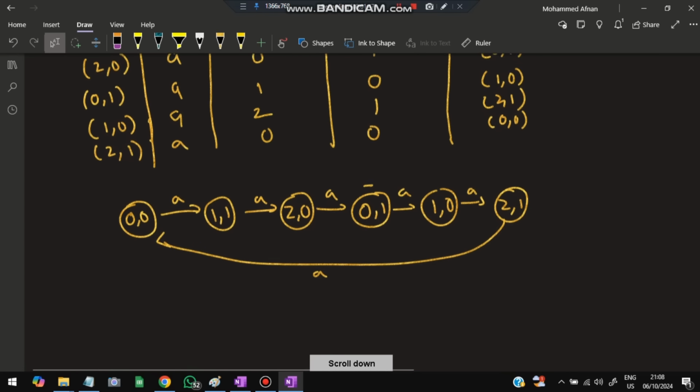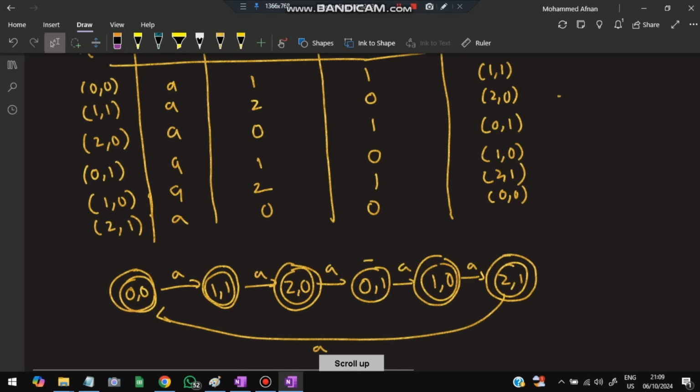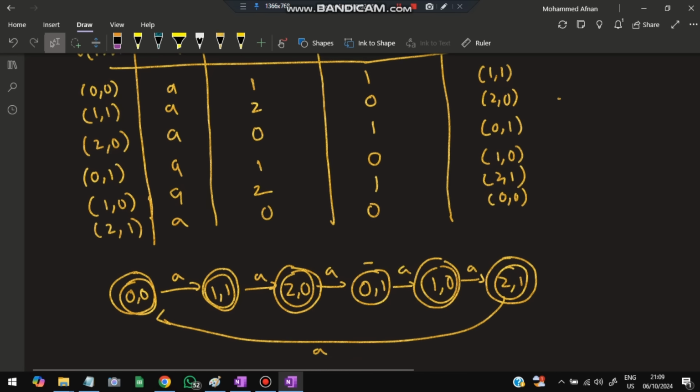Okay, so let's choose the final states. 0, 0 is a final state, 1, 1 is equal, so it is not a final state, 2, 0 this is greater than this, so it is a final state. Is this greater than this? No, it's not a final state. This is a final state, this is a final state. Alright, so this is the final answer for the given question, and this marks the end of DFSM.